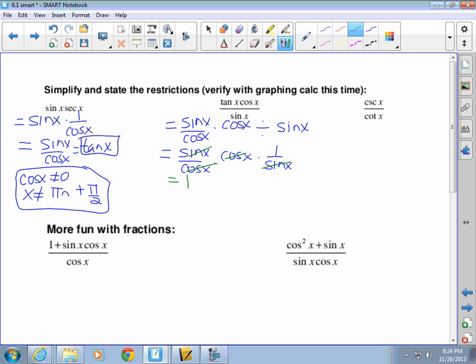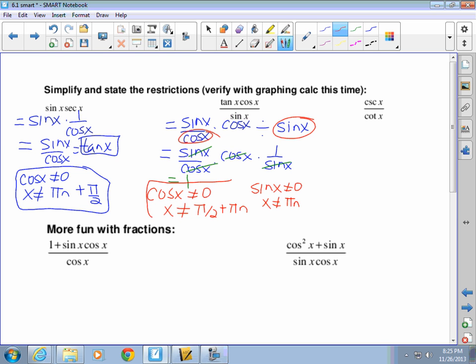So I take a look, okay, what all was underneath a bar or behind a divide sign? So that means that this cos x and this sin x. So my restrictions: cos x is not equal to 0, so x is not equal to pi over 2 plus pi n, and then sin x not equal to 0, so x is not equal to pi n. And those are elements of integers. So there was my solution and my restriction.